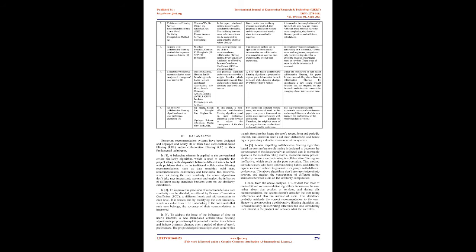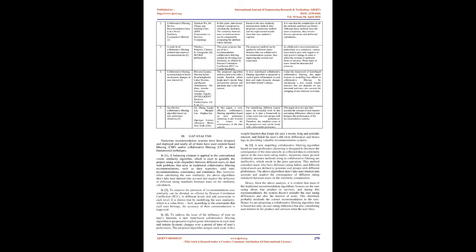In this paper, a cost-effective collaborative filtering algorithm based on user preference clustering is put forward to reduce the consequence of the data scarcity. For identifying different typical users, the essential work in this paper is to plan a framework to assign users into user groups with contrasting preferences. Therefore, the neighbor users of the progressive user can be found with conformable preference. This paper does not take into account the concept of user interest and rating differences, which in turn hampers the performance of the recommendation systems.